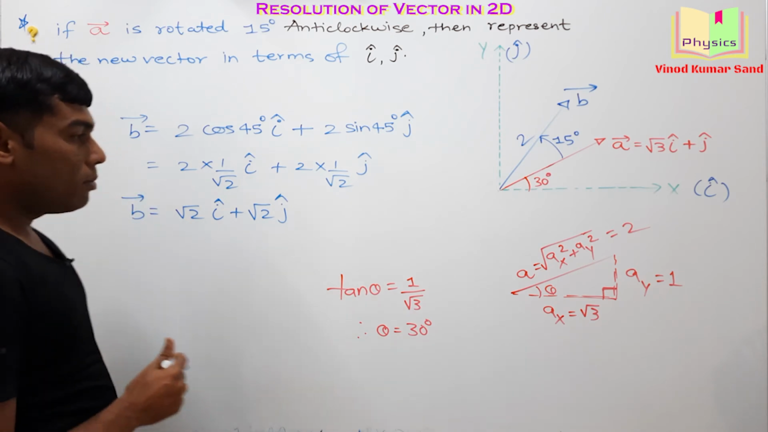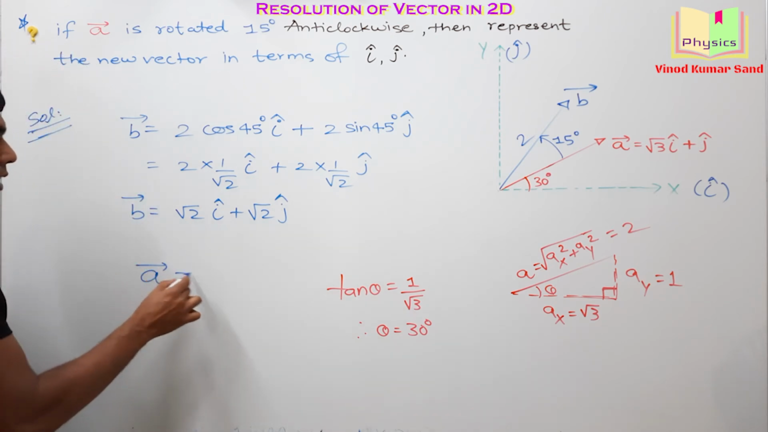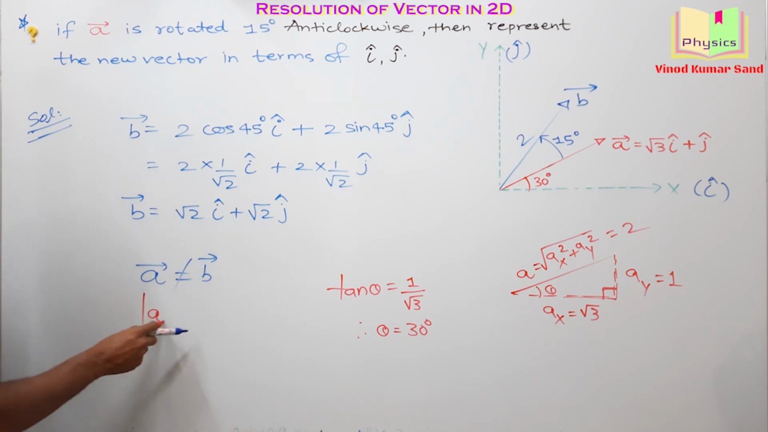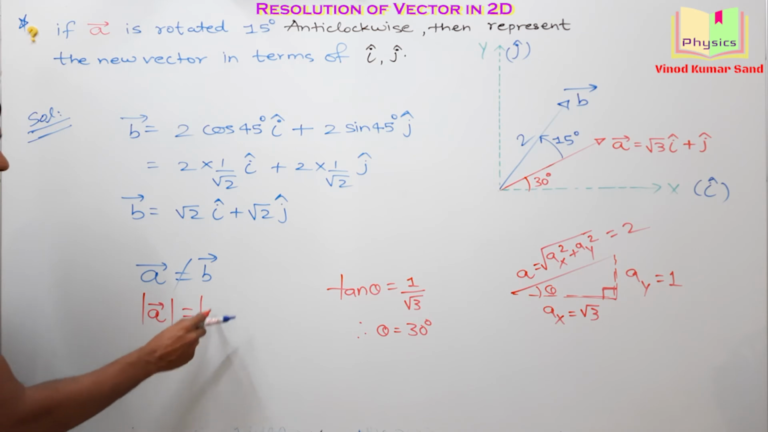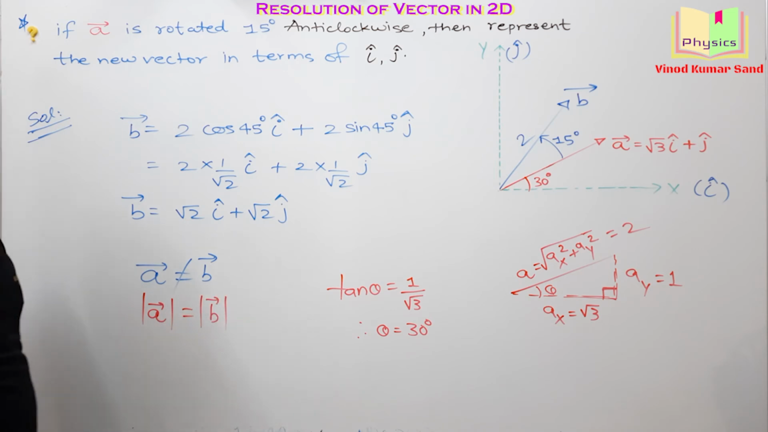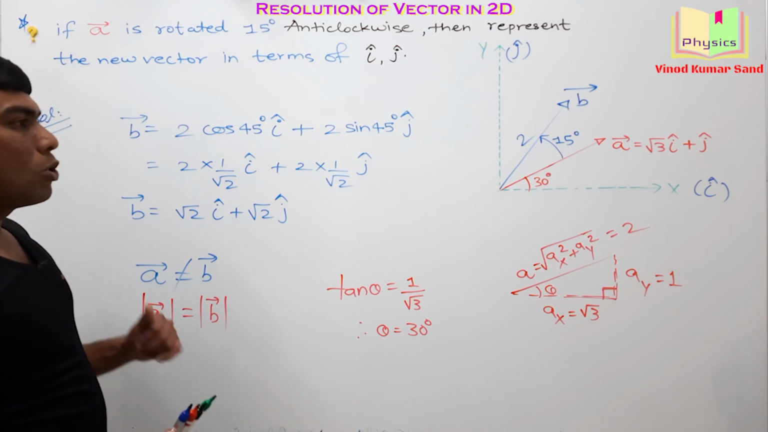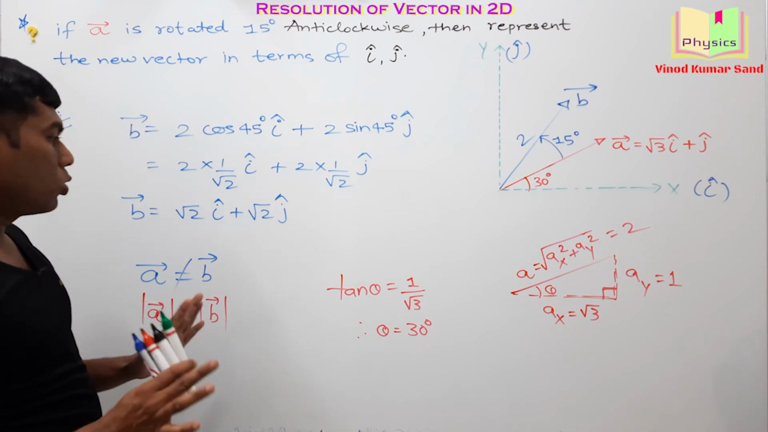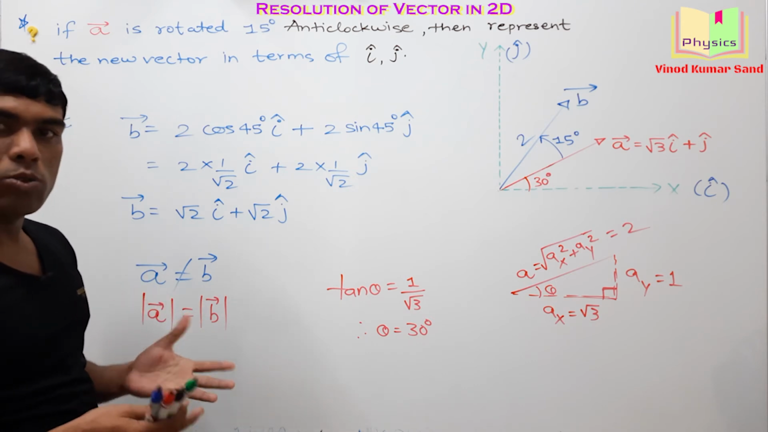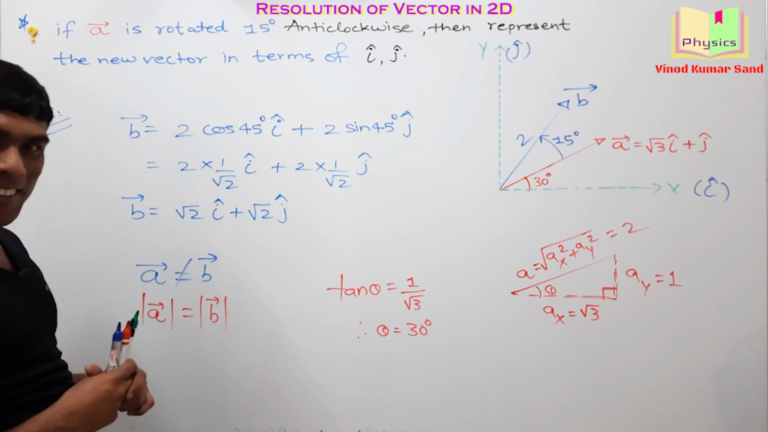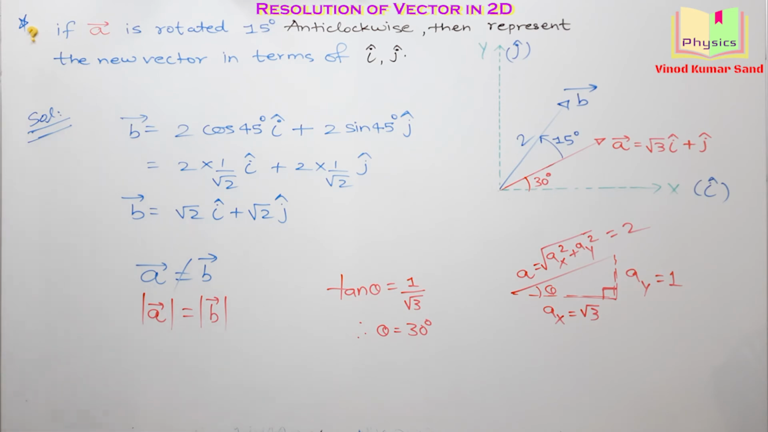A vector and B vector are not equal. They have the different directions. But the magnitude of A vector is equal to the magnitude of B vector. I hope you understand this. Now you will be getting a checkpoint. You should pause there and you should try to solve all those questions for the better conceptual understanding. Okay? Note it down.